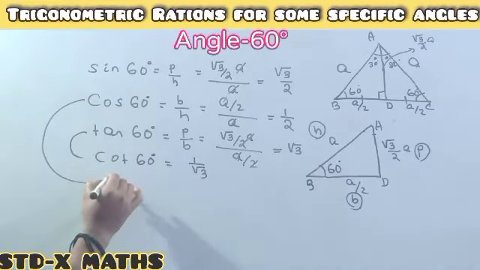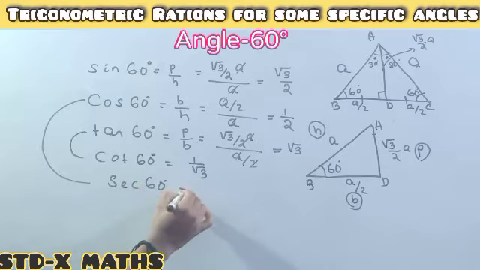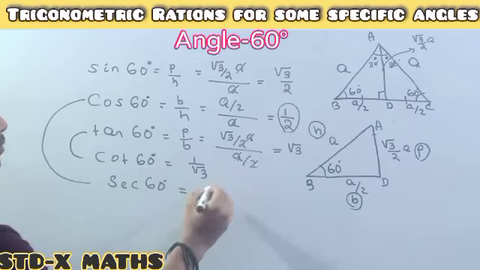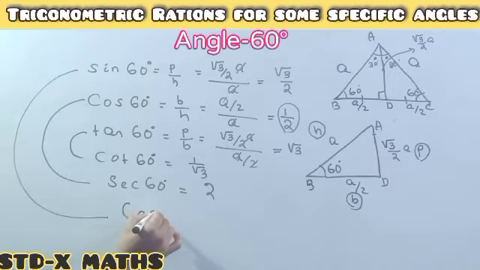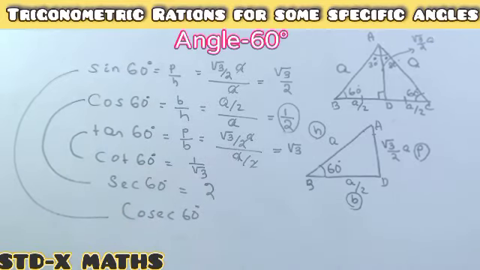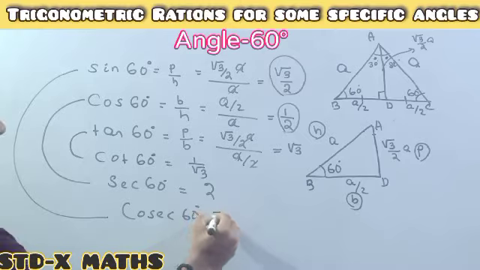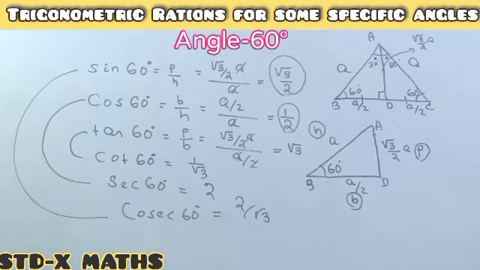Cos 60 degree, its reciprocal will be sec 60 degree. It means the reciprocal of 1 by 2, which is 2. And sine, its reciprocal will be cosec 60 degree. Cosec 60 degree is the reciprocal of sine 60 degree. Sine 60 degree we got as root 3 by 2, for which its value will be 2 divided by root 3.